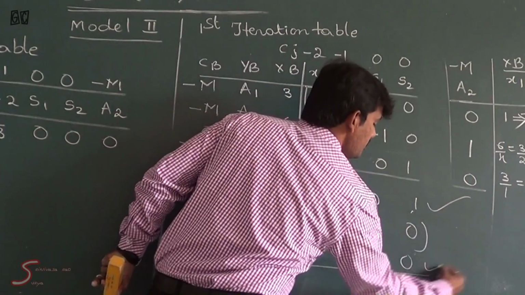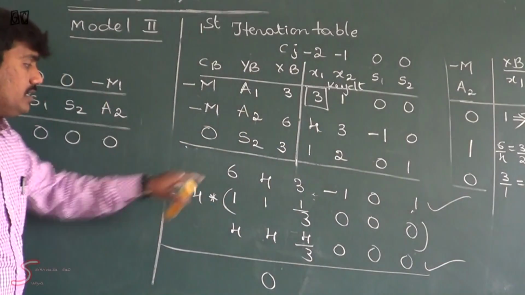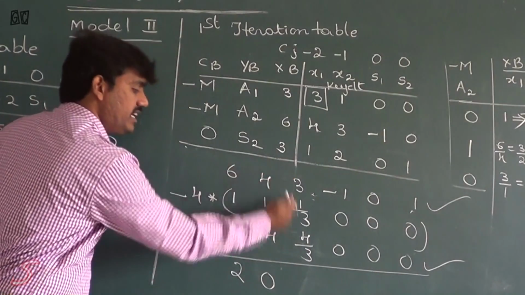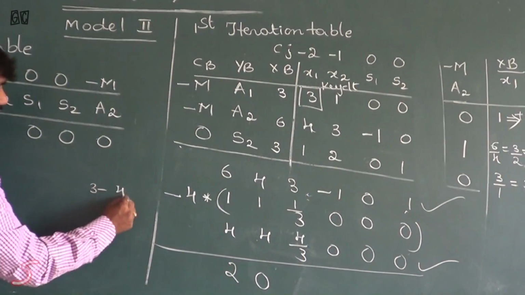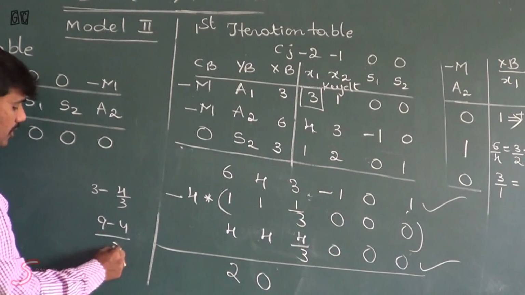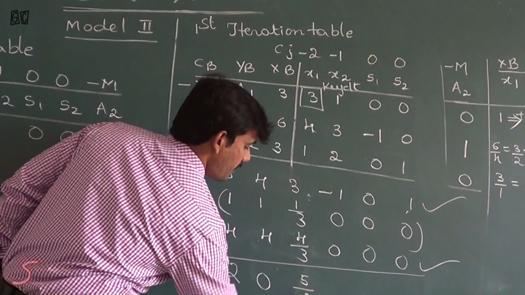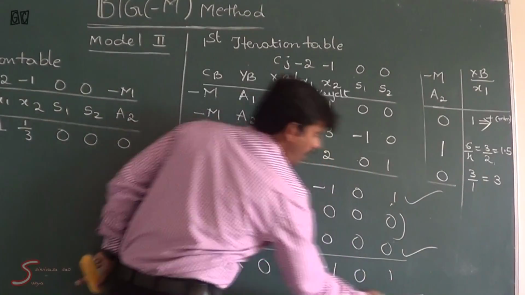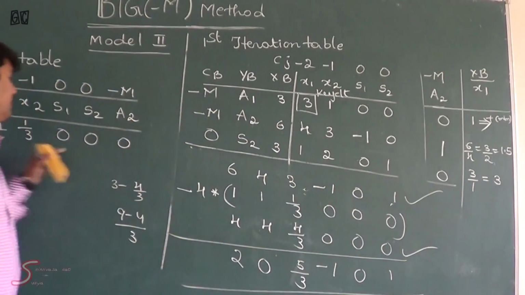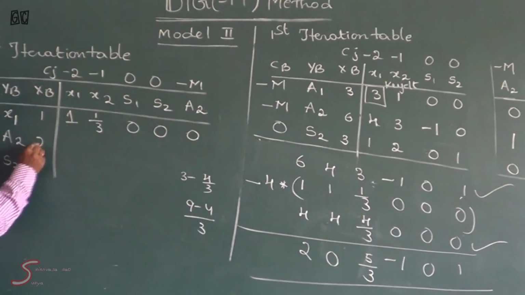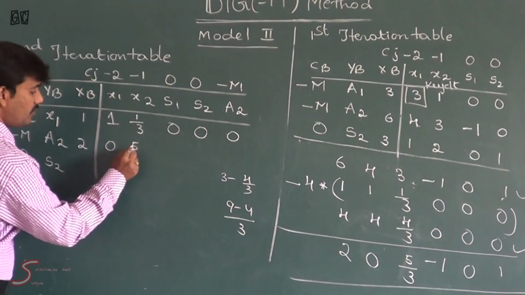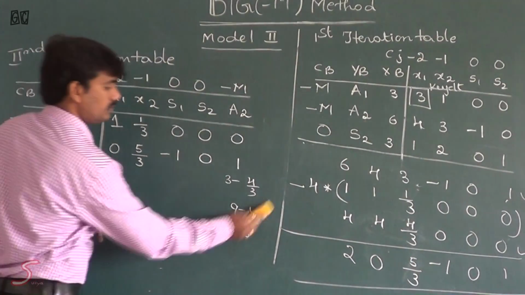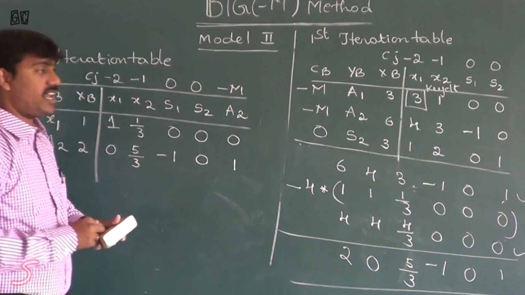Now I am going to subtract these two. 6 minus 4, that is 2. 4 minus 4, 0. 3 minus 4 by 3, 3 threes are 9 minus 4 by 3, obviously 5 by 3. -1 minus 0, obviously -1. 0 minus 0, again 0, 1 minus 0, obviously 1. Now I am going to represent this entire row in the second row, that is we got 2, 0, 5 by 3, -1, 0, 1 with the help of the key row.